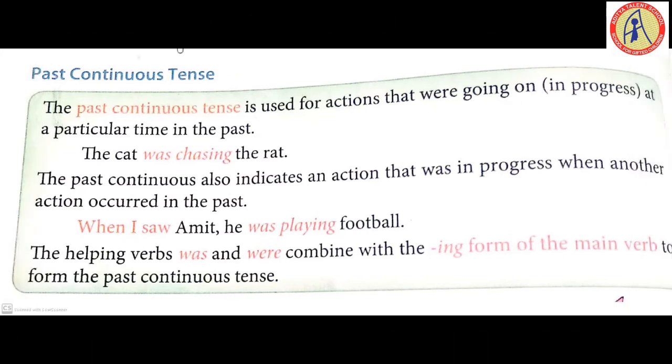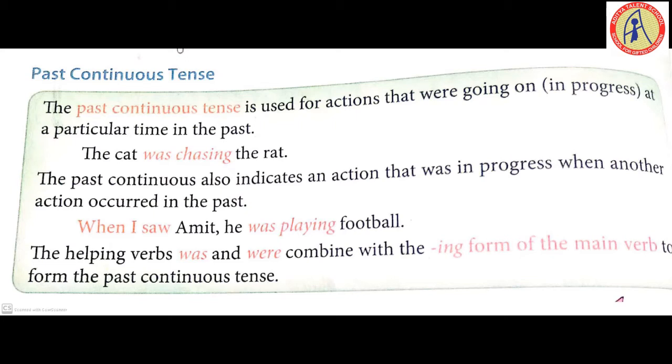Next, past continuous tense. The past continuous tense is used for actions that were going on, in progress, at a particular time in the past. The cat was chasing the rat. He was reading a book last night. Is it correct? No, because last night is an action which has already been completed. He read the book will be the correct form.